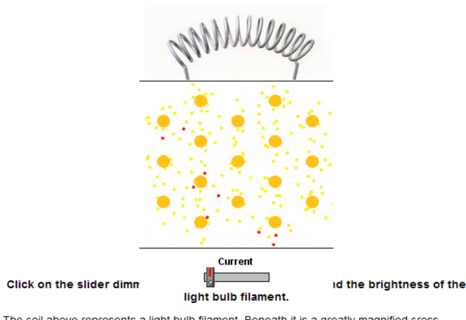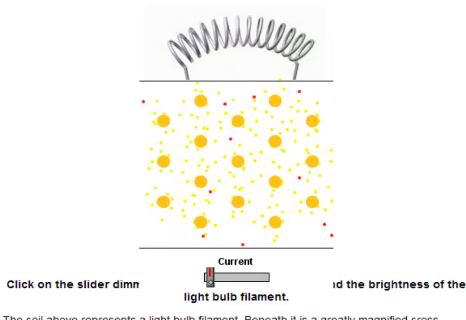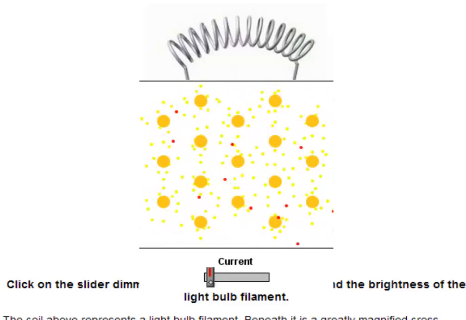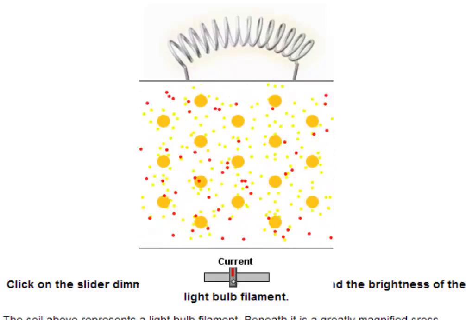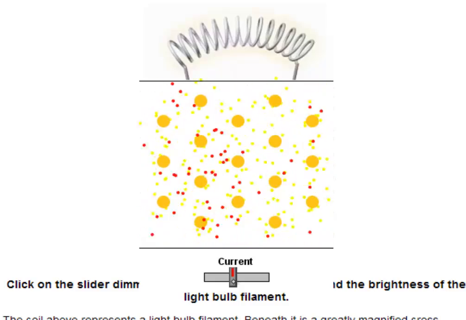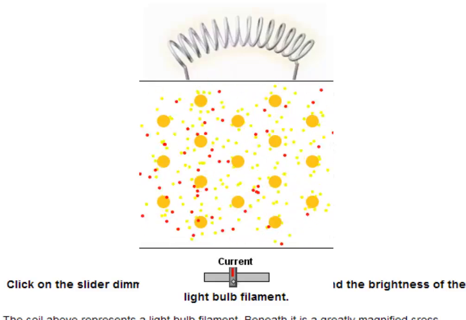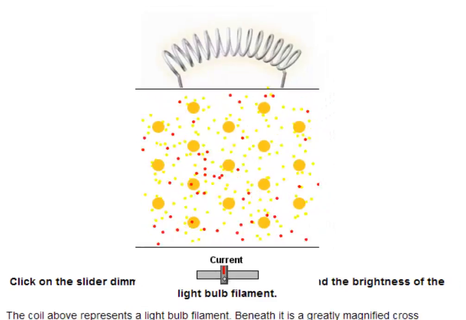So here we have a few electrons traveling from left to right. We can especially see them along the bottom edge. Now we have more electrons moving as the current flows. Current is flowing, in this case, from right to left. The electrons are moving from left to right.